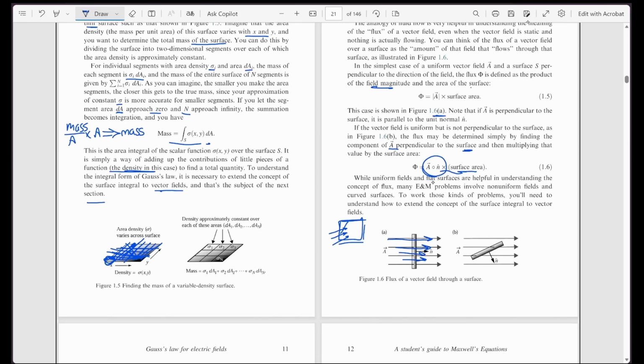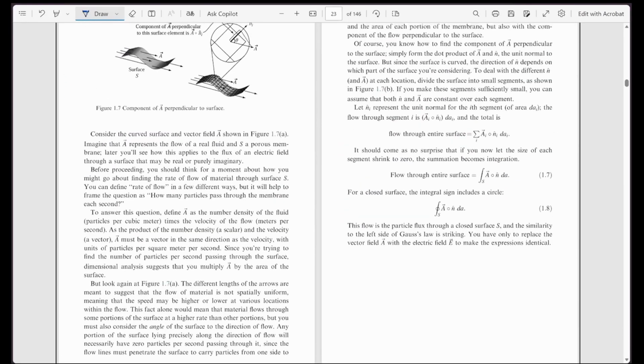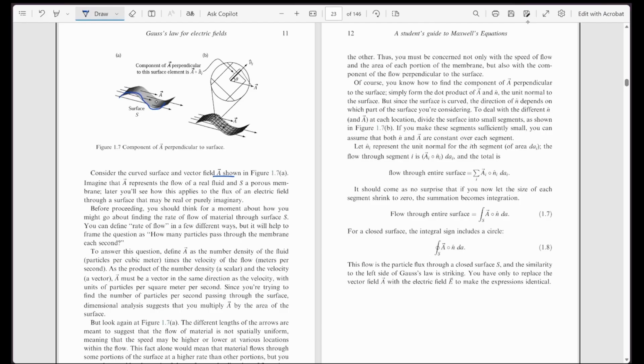While uniform fields and flat surfaces are helpful in understanding the concept of flux, many E&M problems involve non-uniform fields and curved surfaces. To work those kinds of problems, you'll need to understand how to extend the concept of surface integral to vector fields. Consider the curved surface and vector field A shown in figure 1.7a. So we have some curved surface and a vector field. It's very hard to just say that it's a surface and there's some field passing perpendicular to it.